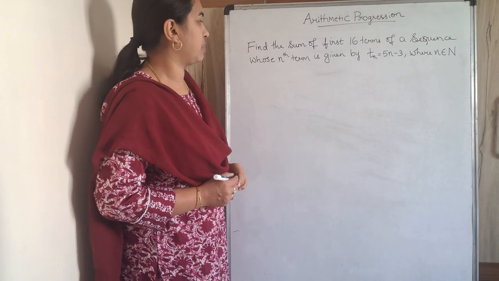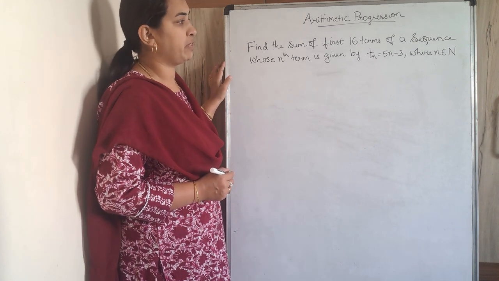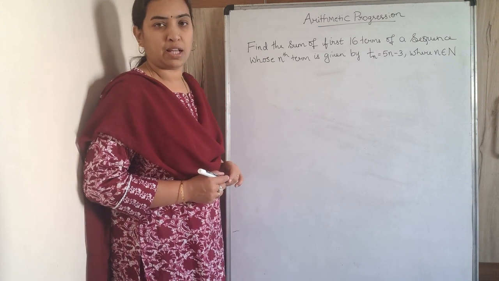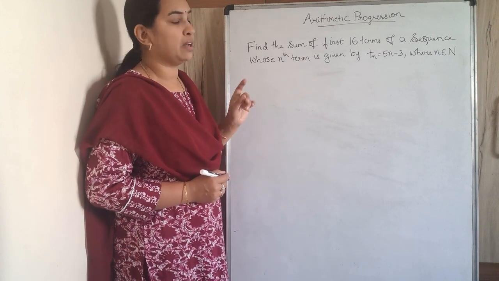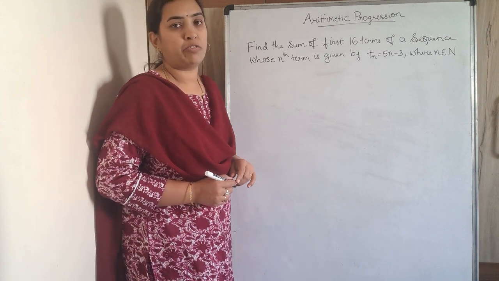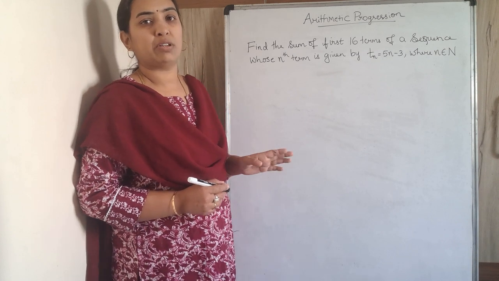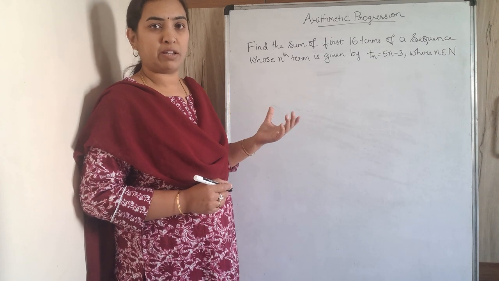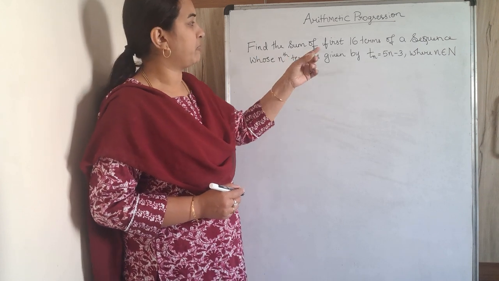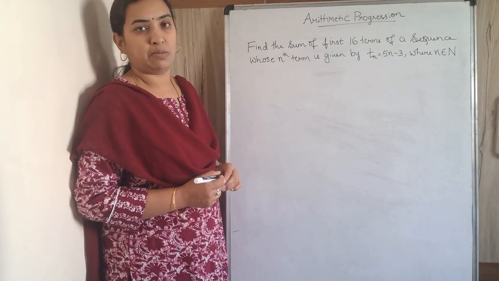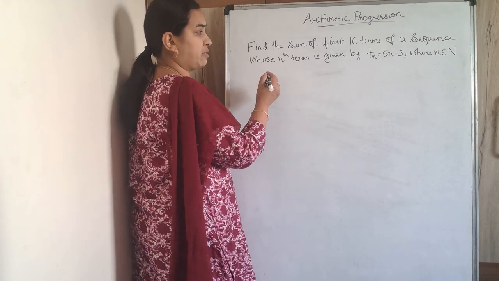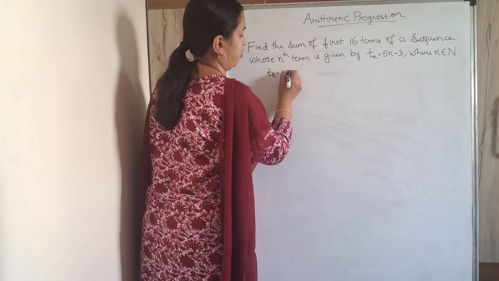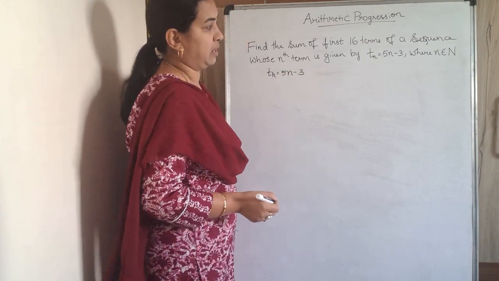16 terms of a sequence whose nth term is given by Tn is equal to 5n minus 3, where n is a natural number. So here you need to find the value of A and D. For that they have not given the sequence in AP. So first we'll write down the sequence, find the value of A and D, then we can find the sum of 16 terms. So the given sequence is Tn is equal to 5n minus 3.